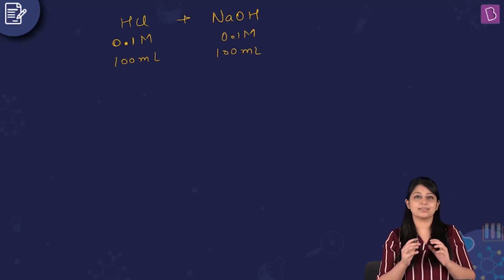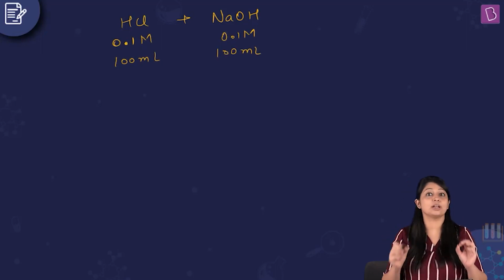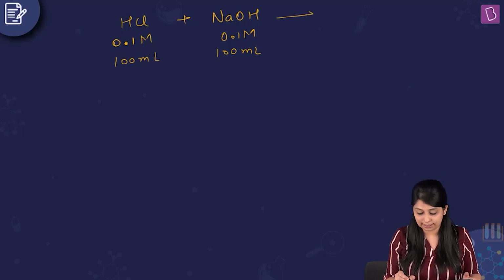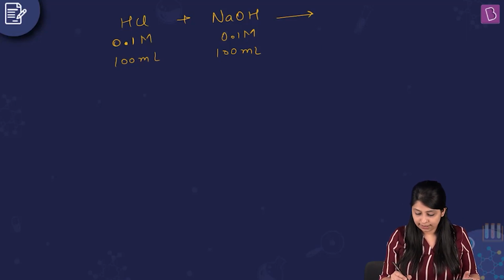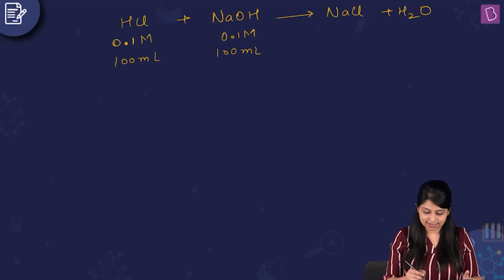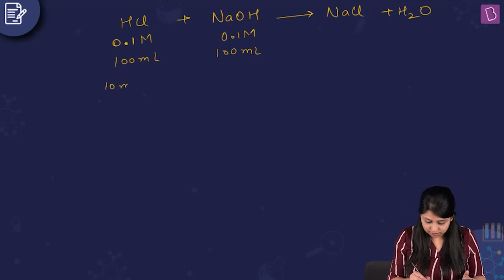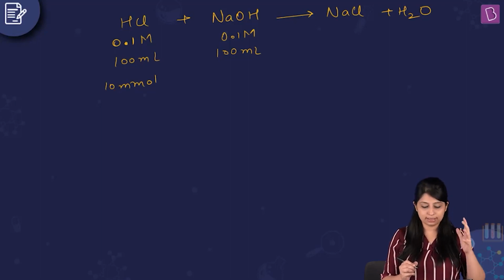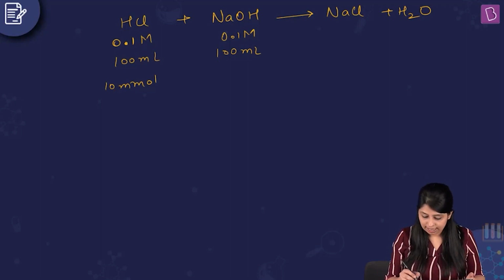Right? And this is a very easy reaction. We know that HCl and NaOH are both strong acid and strong base, respectively. So what do we get? We get NaCl plus water. Right? So let's see how many millimoles of HCl do we have? We have 10 millimoles. Why? Because we multiplied 0.1 into 100. That is molarity into volume. And for NaOH also we have 10 millimoles.